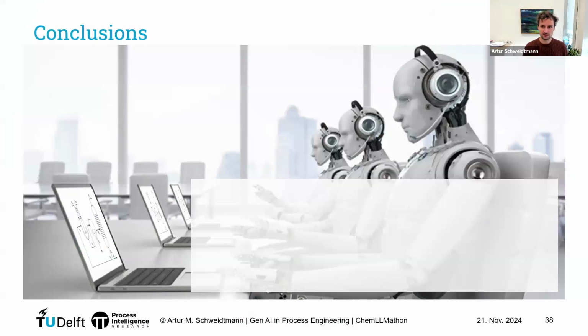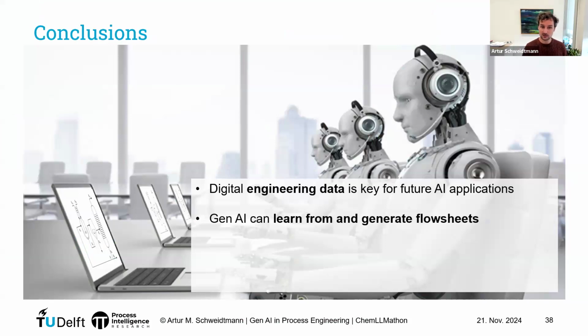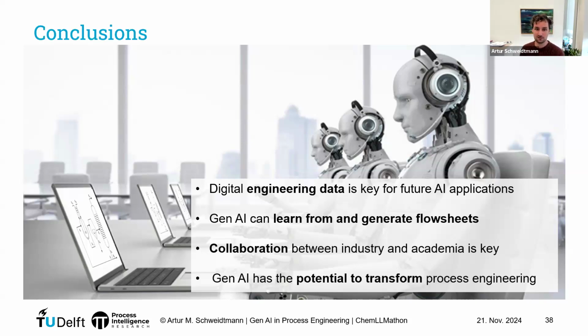So let me conclude a bit. What I showed you is that digital engineering data is key. That's my opinion. If you want to do anything new, interesting, amazing in our domain, you need to think about not only text, but beyond that, and we need the engineering data for that. The good news is GenAI can learn from and generate flow sheets. And these flow sheets, P&IDs, PFDs are one of the key documents that we have in our domain. So that's amazing. The collaboration between industry and academia is key to get the success. And I believe this GenAI has really potential to transform the way we do process engineering. So if we look 5 years in the future, I think we will do engineering very differently than from today.